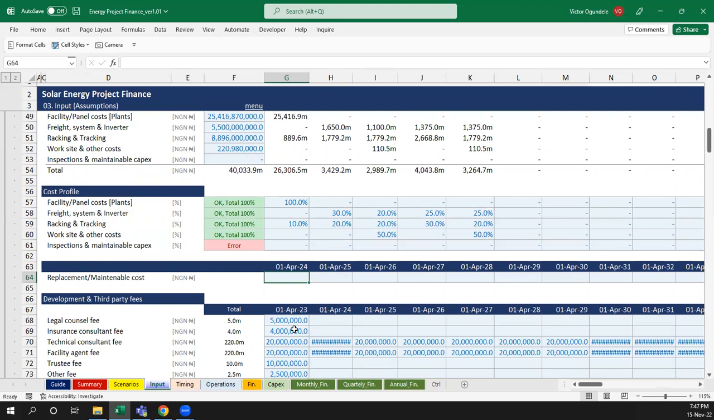Also, there's provision for maintainable or replacement costs. So maybe over the period of the project, they want to consider some maintainable and replacement costs. They can just put the value here and also state the dates up here.